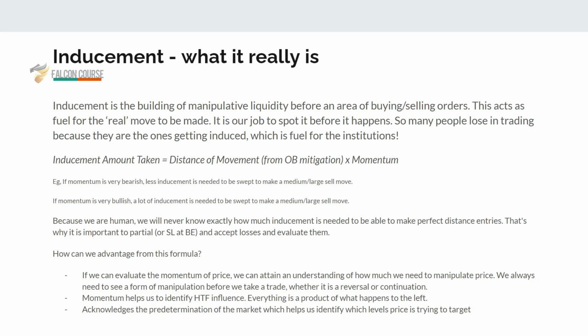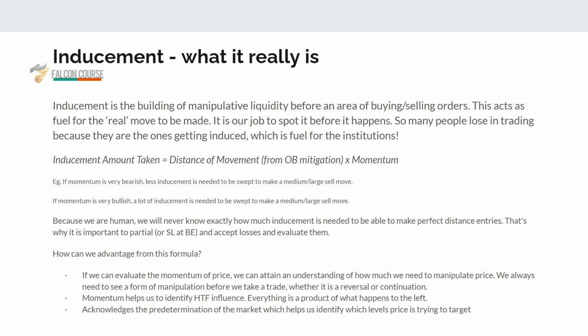So this acts as fuel for the real move to be made. Essentially, when we're taking out inducement, we're taking out orders to fuel the real move. It's our job to spot it before it happens, so many people lose in trading because they're the ones getting induced. That is the fuel for the institutions, the people getting induced. Now, the job of the institutions is to trap as many people as they can before the real move, and they benefit from it because the more people they trap, the bigger the movement is going to be.